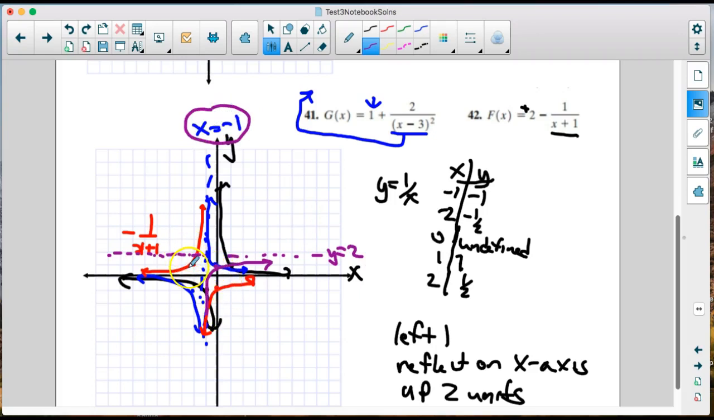So we're going to shift this up 2, so it's right here. We move up 2, it's right here. So it's going to approach the axis on both sides. It goes through this point. This one goes through this point. 0, 1, and -2, 3.